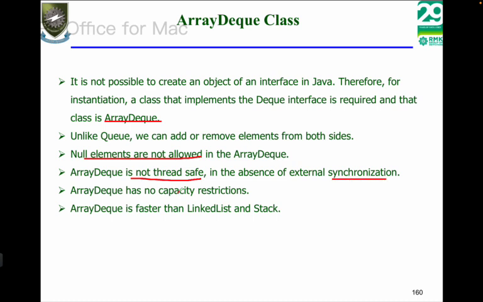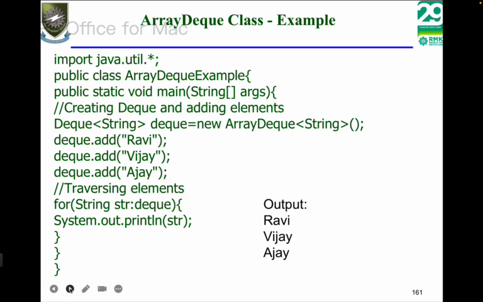ArrayDQ has no capacity restrictions. So you can add or remove n number of elements; you don't have a size capacity. You don't have to follow rigid size capacities. You can add elements without mentioning the size, and it will grow accordingly. So ArrayDQ is faster than the linked list as well as the stack.